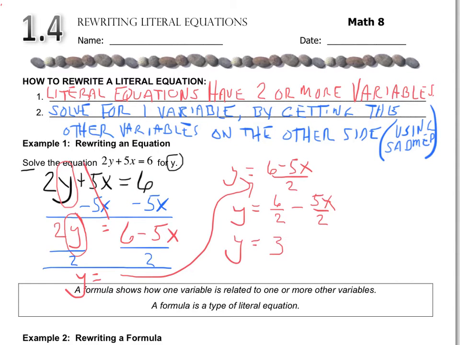And the 5x over 2, there's really not much we can do with this. We don't really have a problem with improper fractions. We like improper fractions. So we're going to leave it just like this because, again, I can't do 3 minus x's, so I don't want to combine this any further. That's as far as we can go. That is rewriting that equation, solving for y.